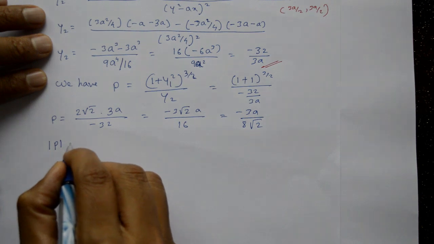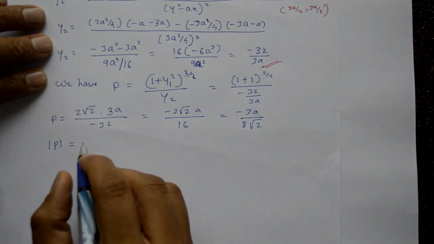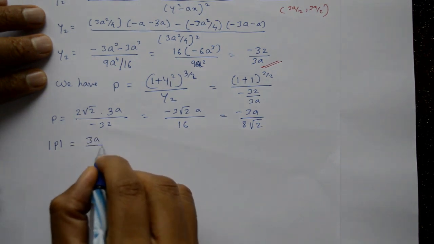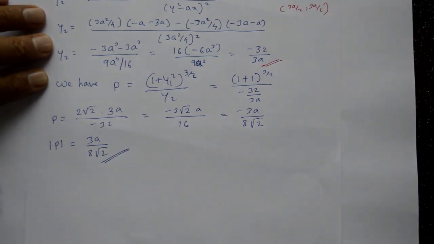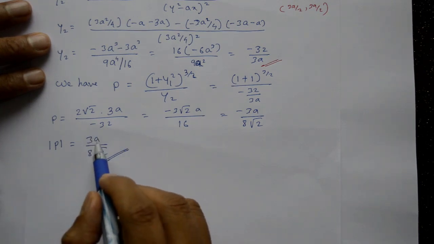So required is positive. Modulus of rho is equal to 3a by 8 into root 2. This is the required answer. So always the answer is required in positive, not negative.